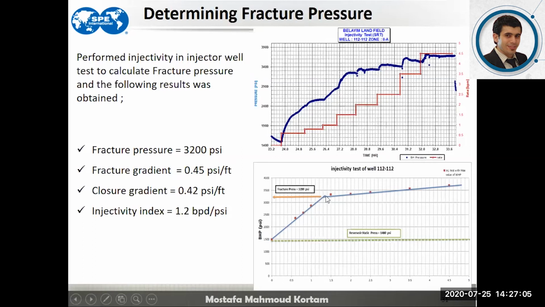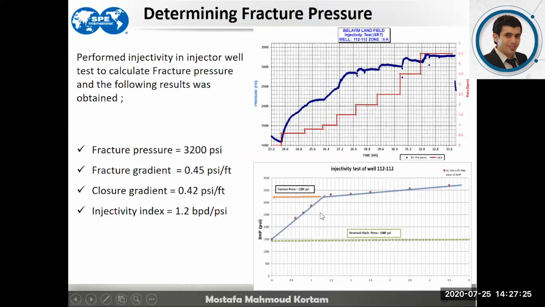and it can be easily distinguished that there are two straight lines. That one represents a matrix injection, while that line represents a fracture injection mode. The intersection will tell us the value of the fracture pressure. So the fracture pressure was 3,200 in that example.